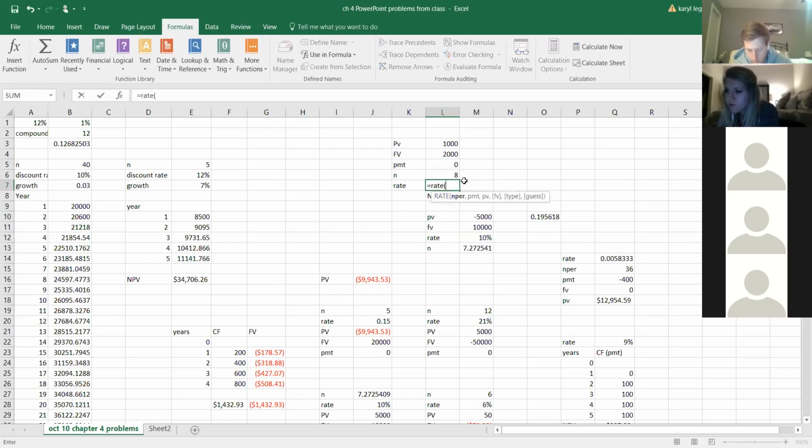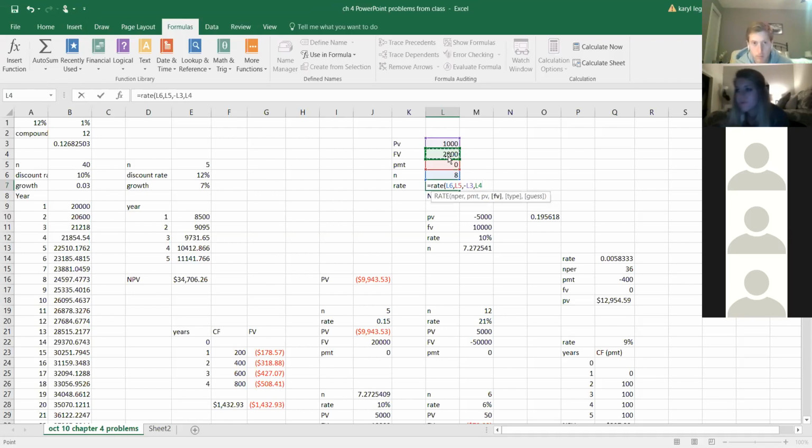And the rate wants to know the number of periods first, comma. It wants to know the payment amount, comma. It wants to know the present value. Oops, and I didn't put the present value in as a negative number, so I'm going to do that now. A negative present value. And it wants to know the future value. I don't have to worry about the type.